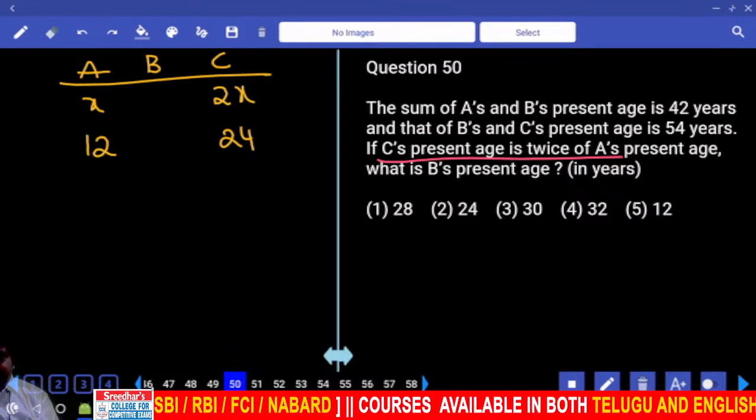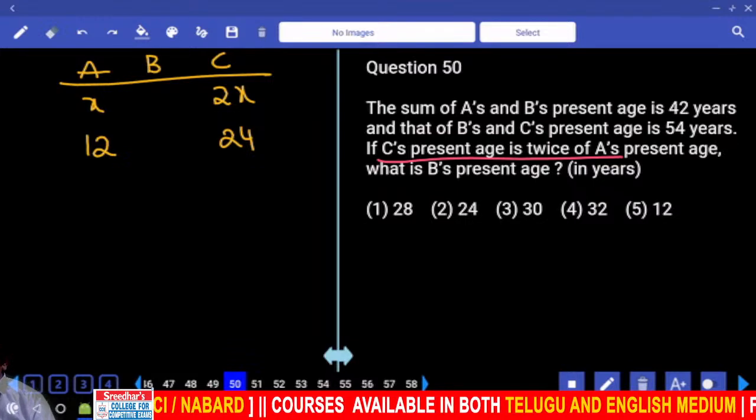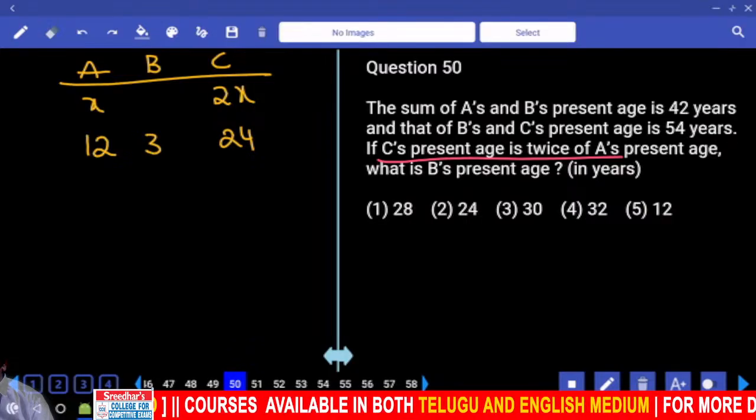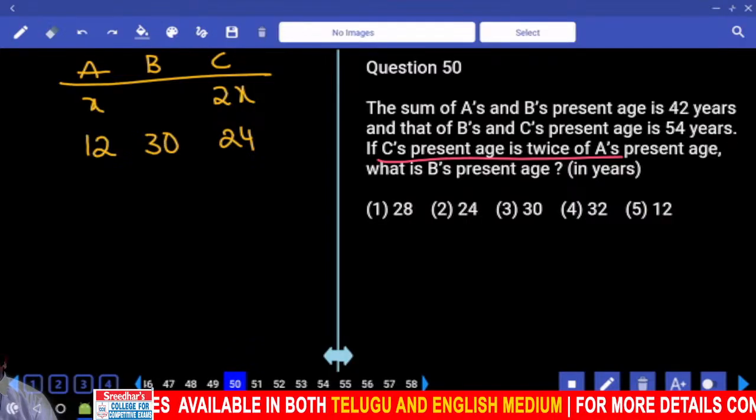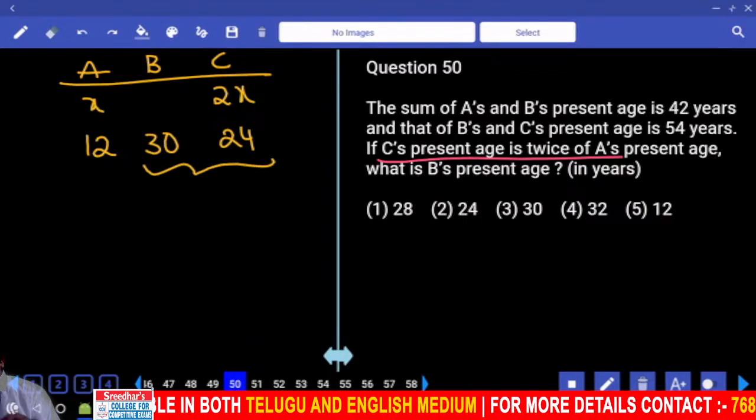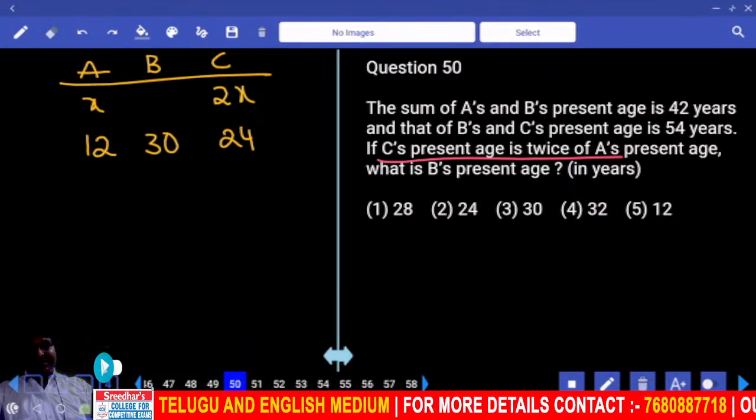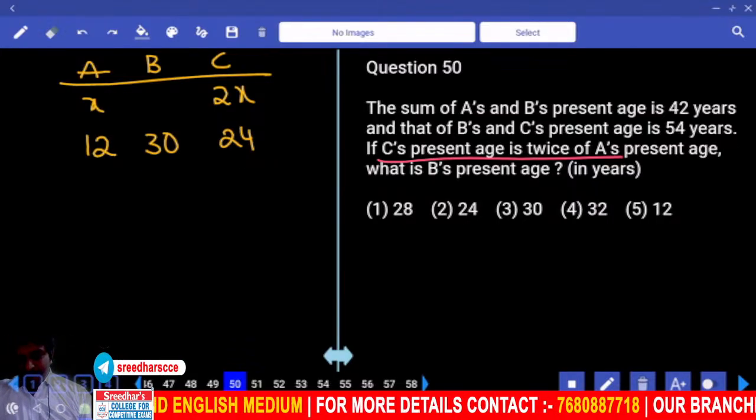Sum of AB ages is 42. Already 12 we have, so B is 30. BC ages sum 54. Satisfied? Correct. The question is, what is the percentage of B? 30.